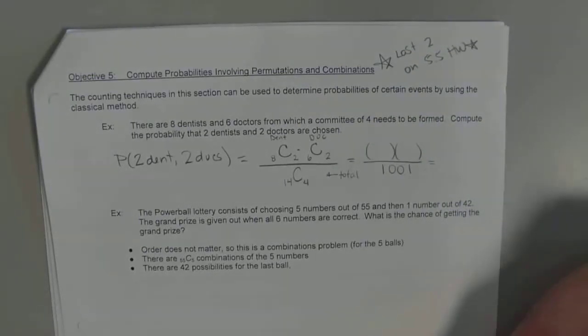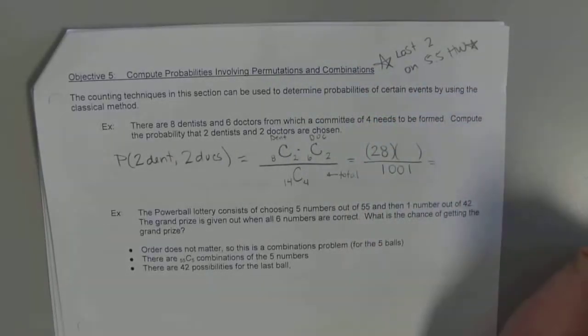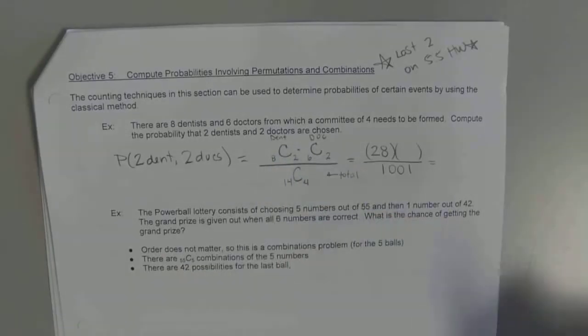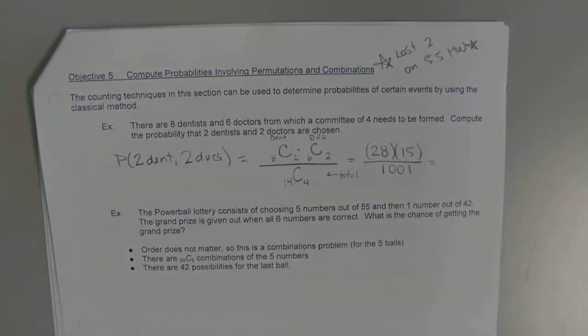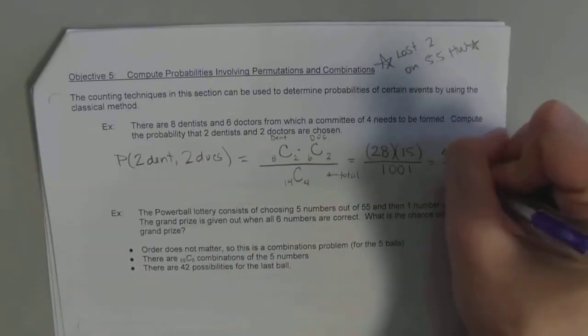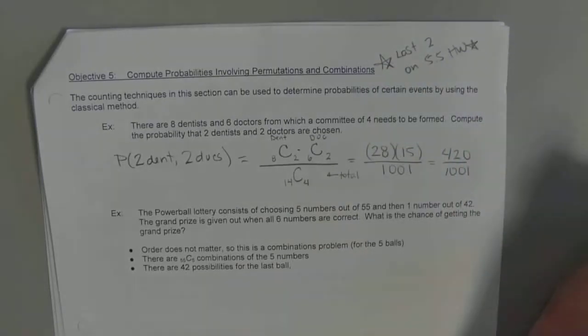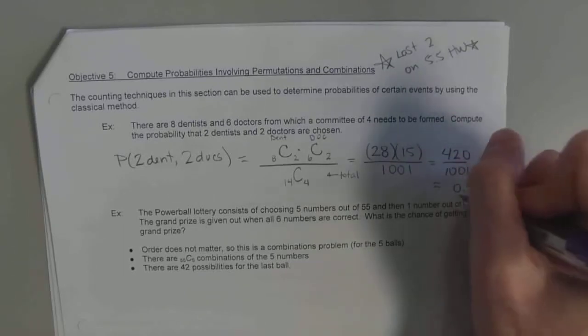Did anybody have a chance to do 8 combo 2? 28. And then did anybody have a chance to do 6 combo 2? 15, okay? And all we're doing is using, remember you type it first, so we type 8 first, hit math, scroll over to PRB, pick the combo, and then put 2. All right, what's 28 times 15? I think you get 420 over 1001. I think most of these guys, they have you put it in a decimal, so let's just say that's approximately 0.42.